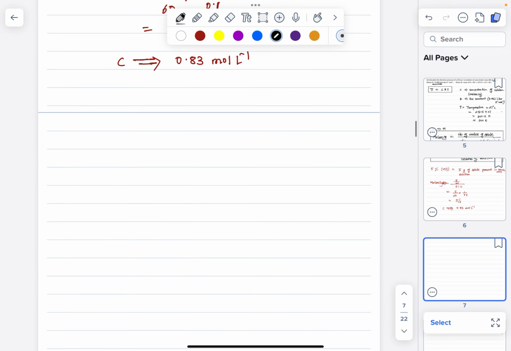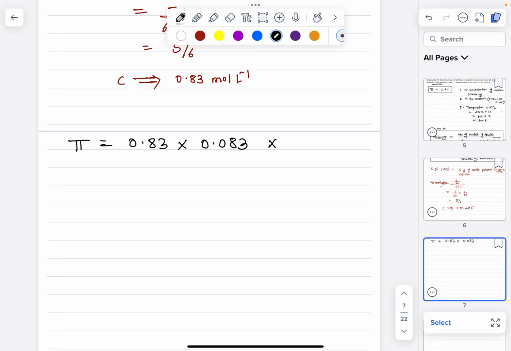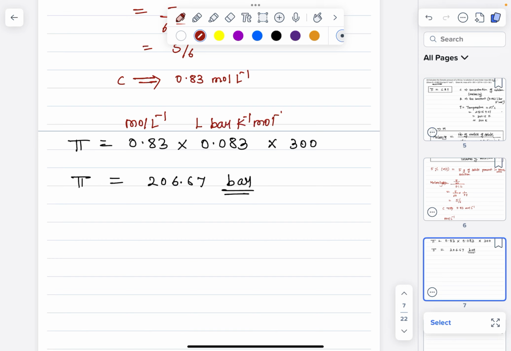So therefore, pi is equal to what? 0.83 multiplied by 0.083, that is the R value, into the temperature, 300 Kelvin. Right? When you solve this, the answer comes to 206.67 bar. Bar is the unit. Now, how did I get this unit? Keep track of it. 0.83 was the concentration in moles per liter. The unit of 0.083, the gas constant, is liter bar per Kelvin per mole, and this is Kelvin. The units that get cancelled are Kelvin per Kelvin and mole per liter, and what remains is bar, and that is what you have written.